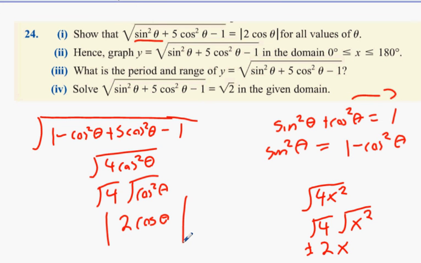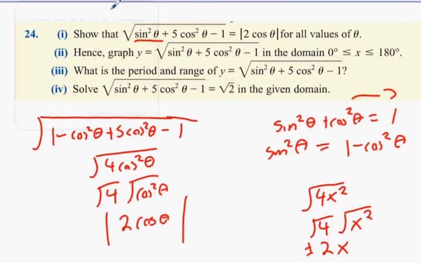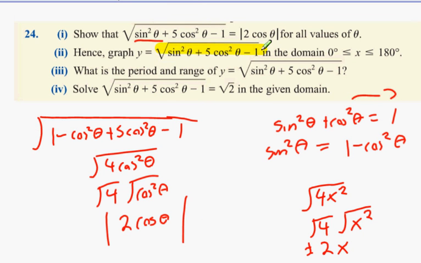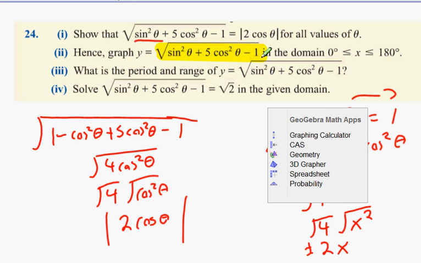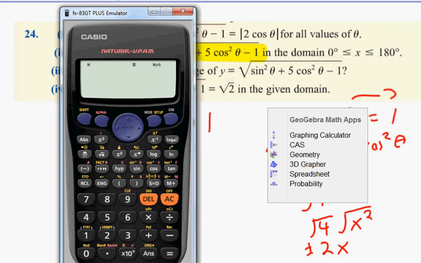Yeah. Now, if you were asked to graph this, you'd be saying you're out of your mind not graphing that, right? But we've just proved in part 1 that this is the same as that there. Go to our calculator.